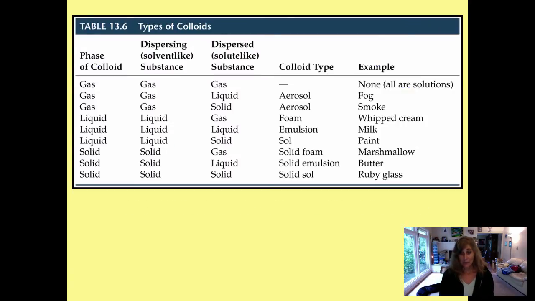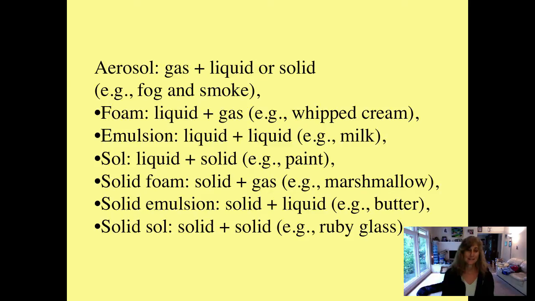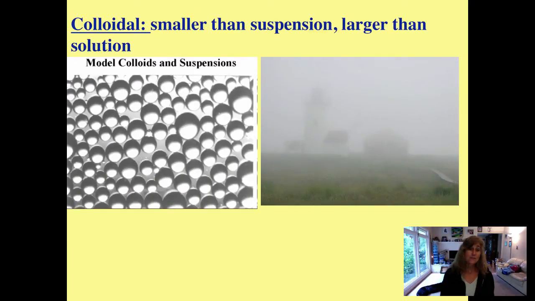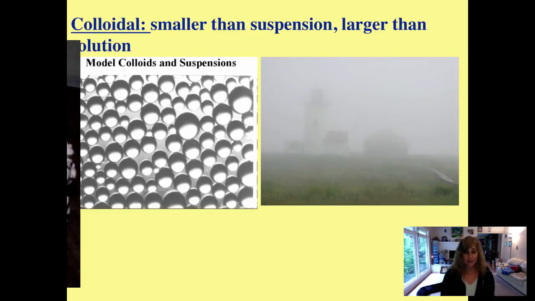Here's a bunch of examples. Smoke, whipped cream, milk, paint, marshmallows, butter. Kind of some crazy examples. There are some more in your notes too. So here's fog. Fog is a colloidal suspension. It's kind of like water just hanging around in the atmosphere. It doesn't settle out with gravity, but yet it's actually not dissolved in the nitrogen gas in the atmosphere.